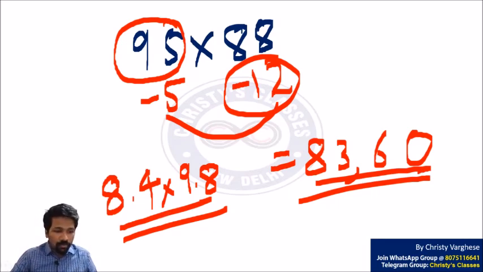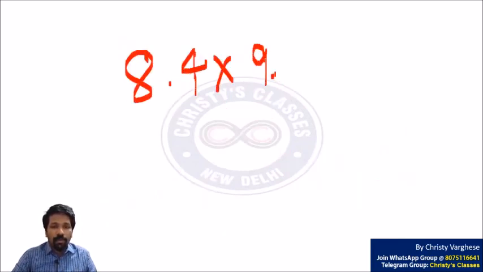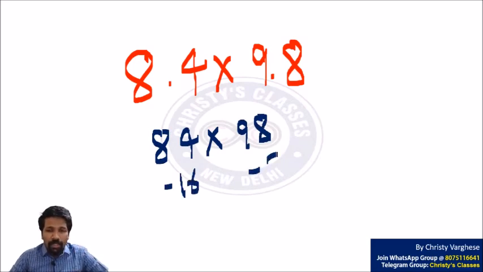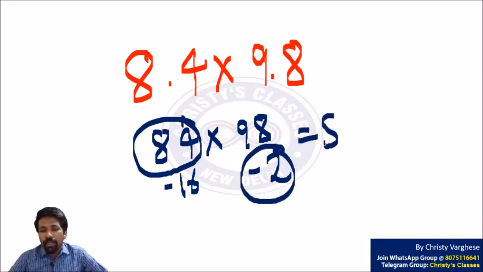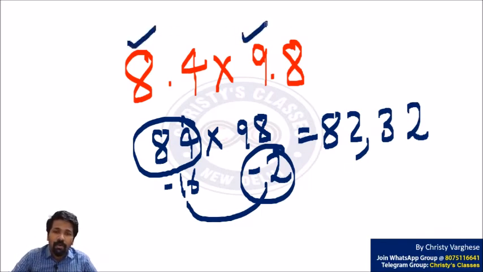So, the question I asked is 8.4 into 9.8. So, I will start explaining. You just have to think about 84 into 98 first. 84 is minus 16 away from 100. 98 is minus 2 away from 100. 84 plus minus 2, 84 minus 2, 82. Minus 16 into minus 2, 32. That will be the answer if the decimal points were not there, but this is 8 point something into almost 10. So, the answer will be in the 80 range.